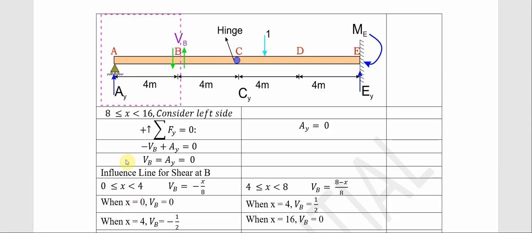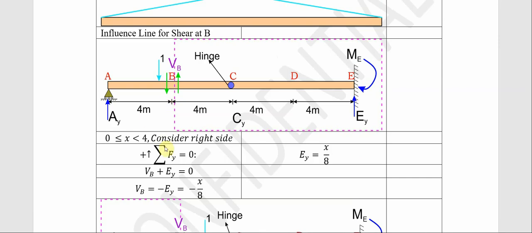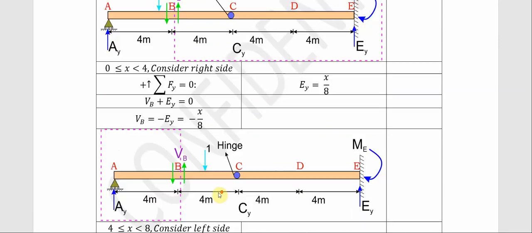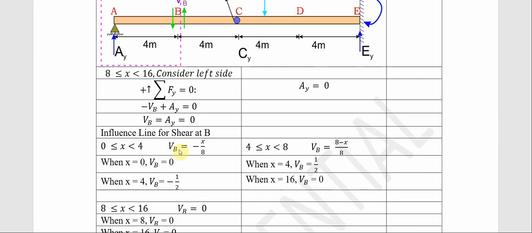From 0 to s less than 4. Let's go and look at that. 0 to s less than 4, what is our VB? VB equals minus s over 8. So we write it down, minus s over 8. Now using this principle, at 0, what is VB? We'll put 0 here, we have 0. We'll put 4 here, that means 4 over 8, which is 1 over 2.